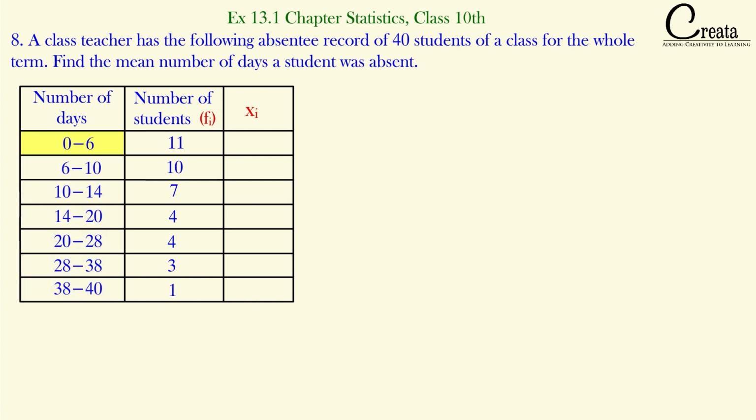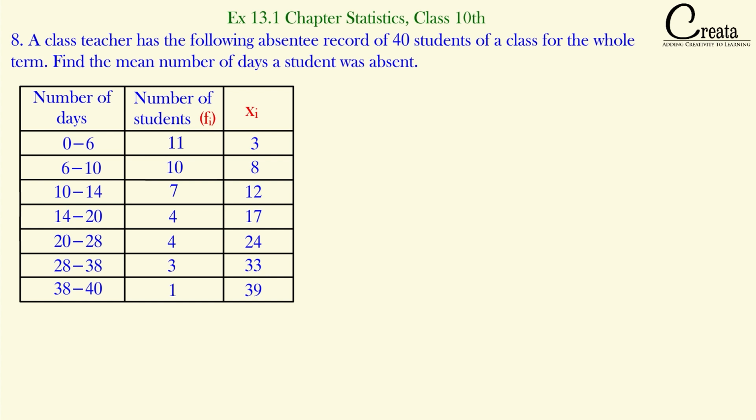0 to 6, our first row, the midpoint will be 3. By looking at the range, you can identify the midpoint is 3, or you can use the formula: lower range plus upper range upon 2, 0 plus 6 upon 2, it is 3. Similarly, 6 to 10, 6 plus 10 upon 2, it is 8. 10 to 14, the midpoint is 12. 14 to 20, the midpoint is 17. Further 24, 33 and 39. You can use the formula or you can directly identify the midpoint. Got it? No issue? Next step.